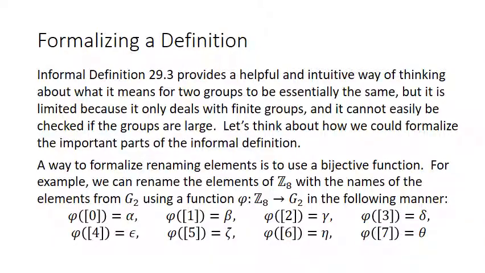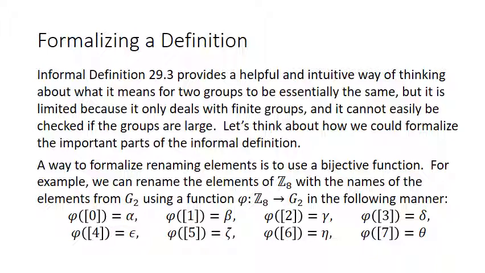Okay. All right, so now let's talk about taking that informal definition that we developed and making it more formal. The informal definition is a helpful and intuitive way of thinking about what it means for two groups to be essentially the same, but it is also limited because it only deals with finite groups, and it also cannot be used to easily check. If the groups are large, it's really hard to check all the different rearrangements and all the different renamings that you could do. So we really need a more formal definition that we can actually do some math with. So let's think about how we can formalize the important parts of that informal definition.